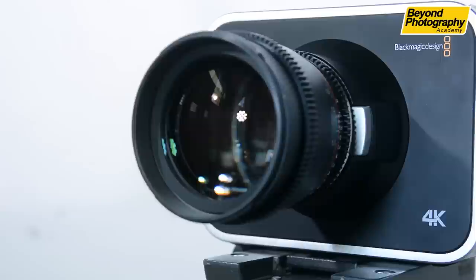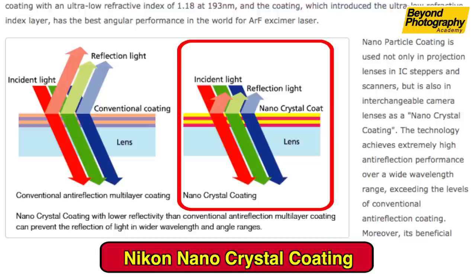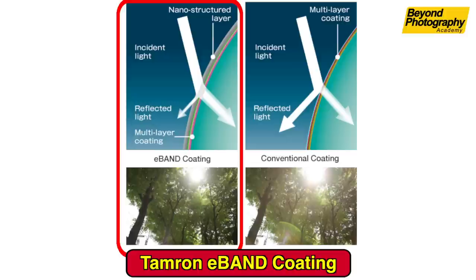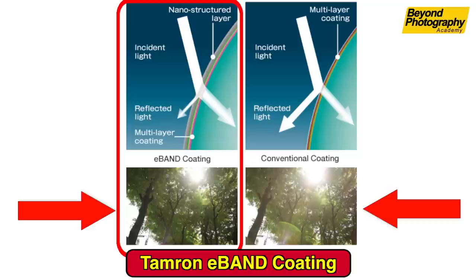This is how they look like when you shine light on them. Now the purpose of all this coating is to prevent stray lights from escaping from the surface of the lens itself. For instance, Nikon uses the nano crystal coating that improves how much light gets into the camera. And Tamron uses a coating technology called the E-band, which stands for extended broadband angular dependency, which allows, as you can see in this diagram, less light straying and reflecting off the surface of your lens compared to the conventional coating.